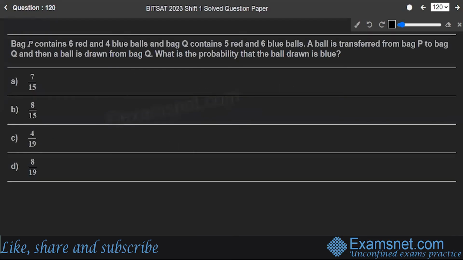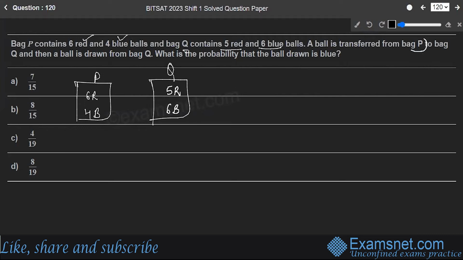Wait. Question 120: bag P contains 6 red and 4 blue balls. So there is a bag P which contains 6 red and 4 blue balls, and then you have a bag Q which contains 5 red and 6 blue balls. A ball is transferred from P to Q, and then a ball is withdrawn from the Q bag. What is the probability that the ball withdrawn is blue?